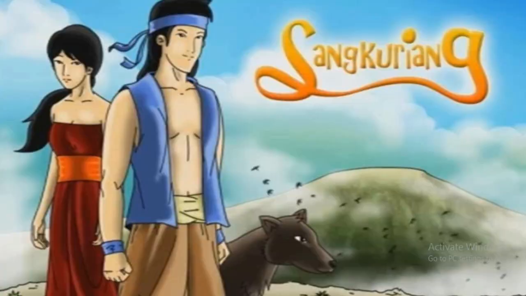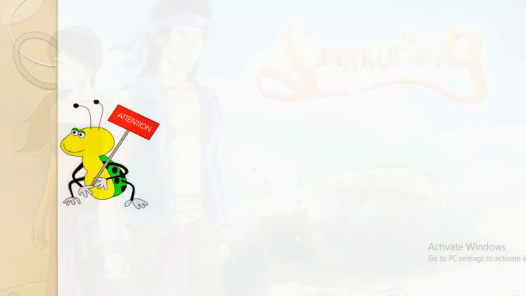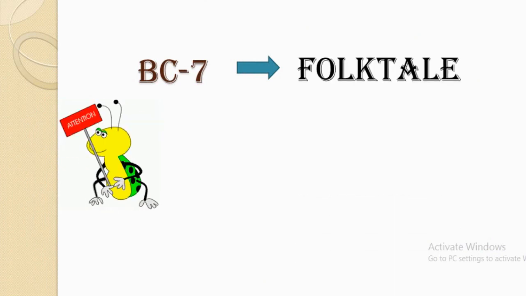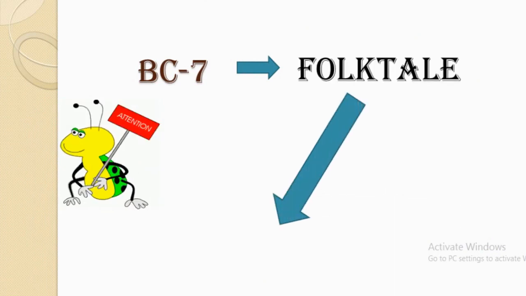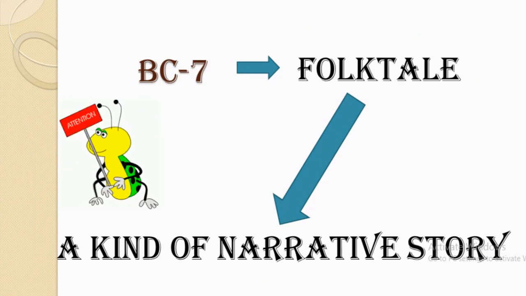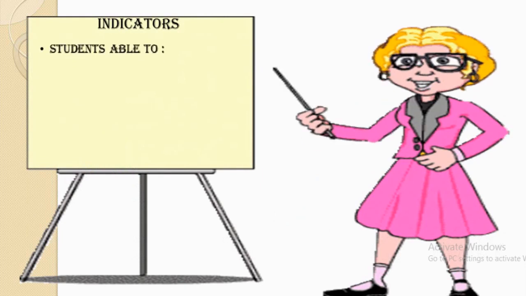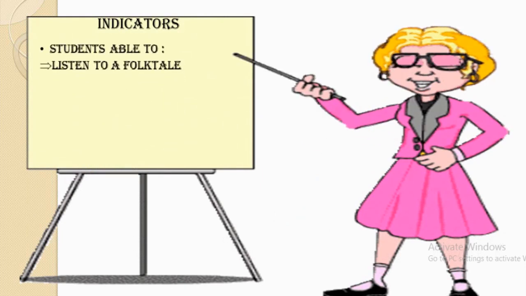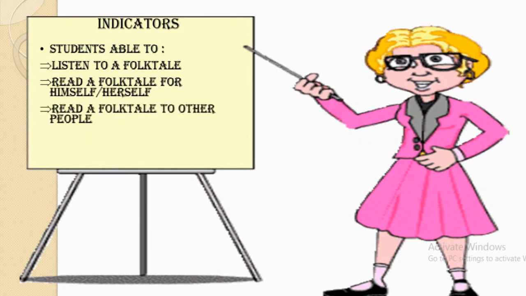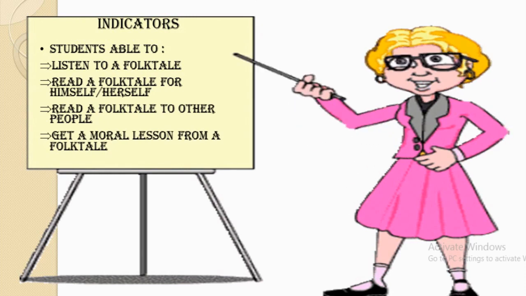Sangkuriang. In Basic Competency 7, we will learn about folktale. That is a kind of narrative story. And after learning this chapter, hopefully the students are able to listen to a folktale, read a folktale for himself or herself, read a folktale to other people, and get a moral lesson from a folktale.